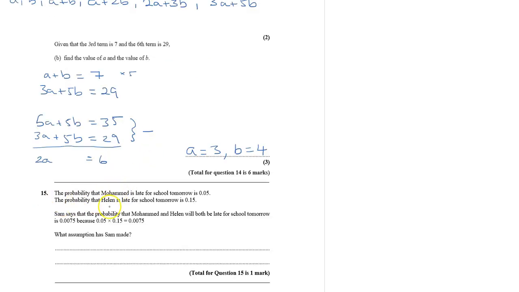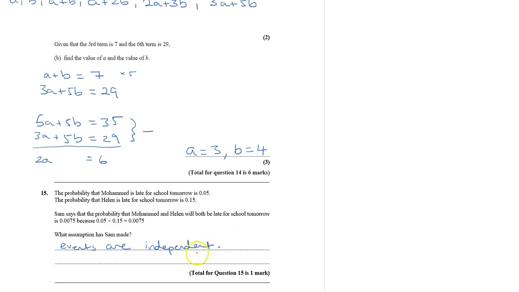Now for question number 15, it says the probability that Mohammed is late for school is 0.05 and Helen is 0.15. And so Sam says the probability that Mohammed and Helen will both be late is 0.0075 because 0.05 times 0.15 is this. What assumption has Sam made? Now Sam has assumed that the events are independent. So the events are independent.